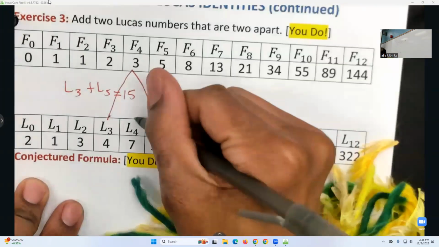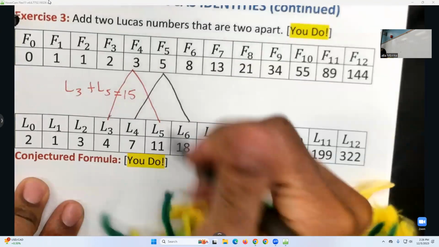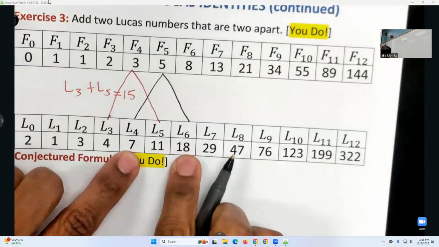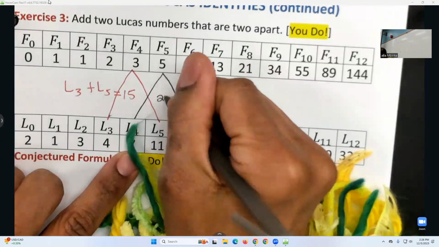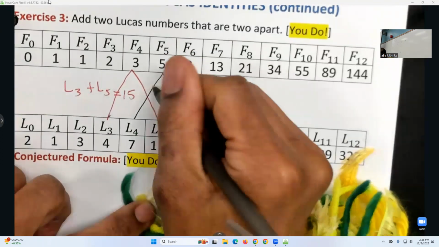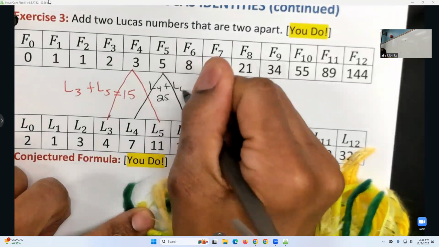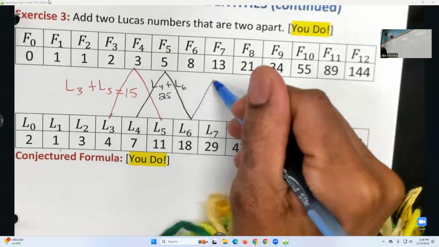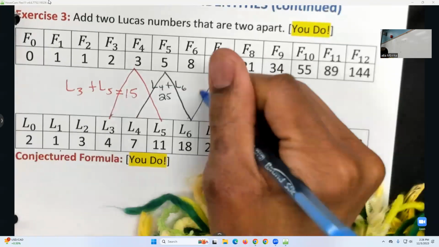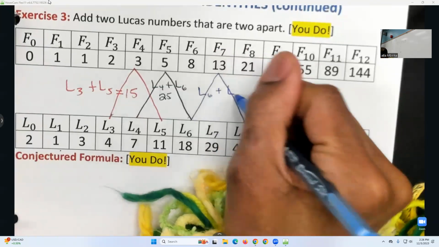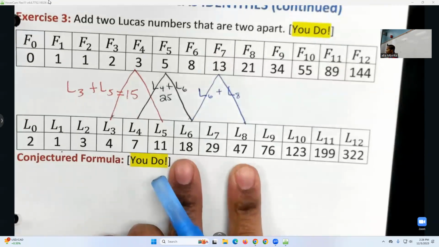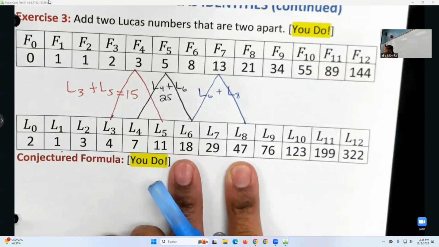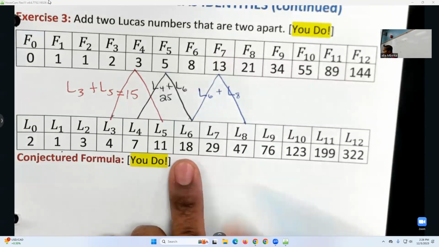Let's get other data. How about 7 plus 18 is 25. And that's what L4 plus L6 is. And 25 is definitely not 5. Let's just jump to here. So we're gonna add L6 plus L8. So we get 18 plus 47, which is 65.